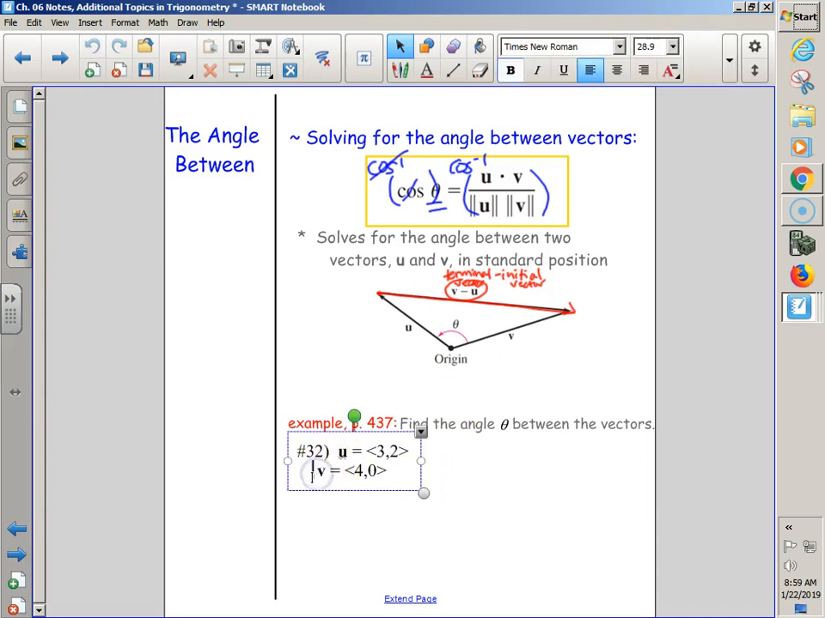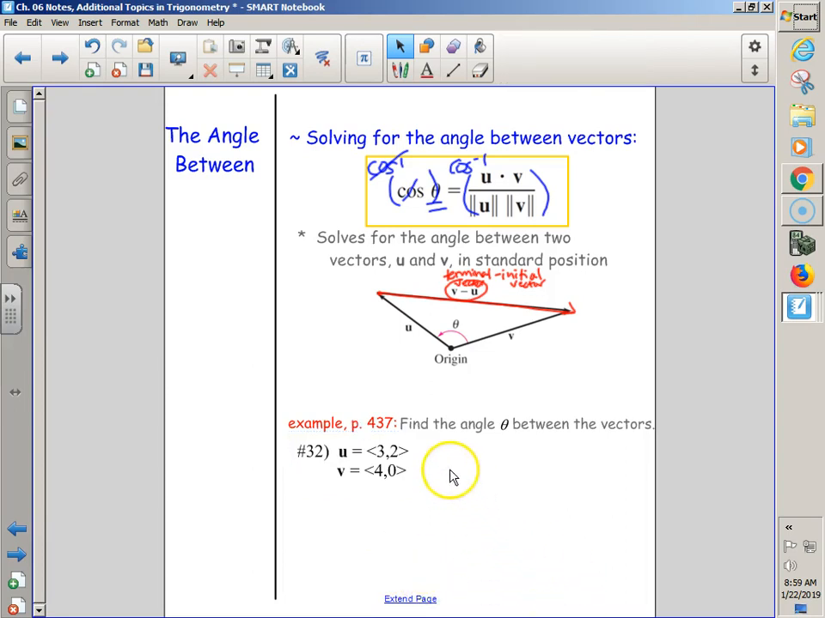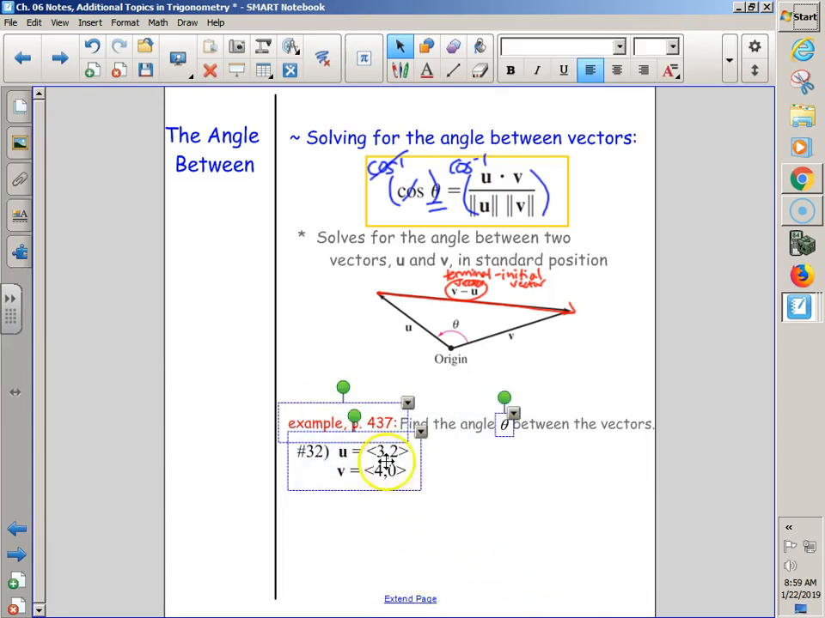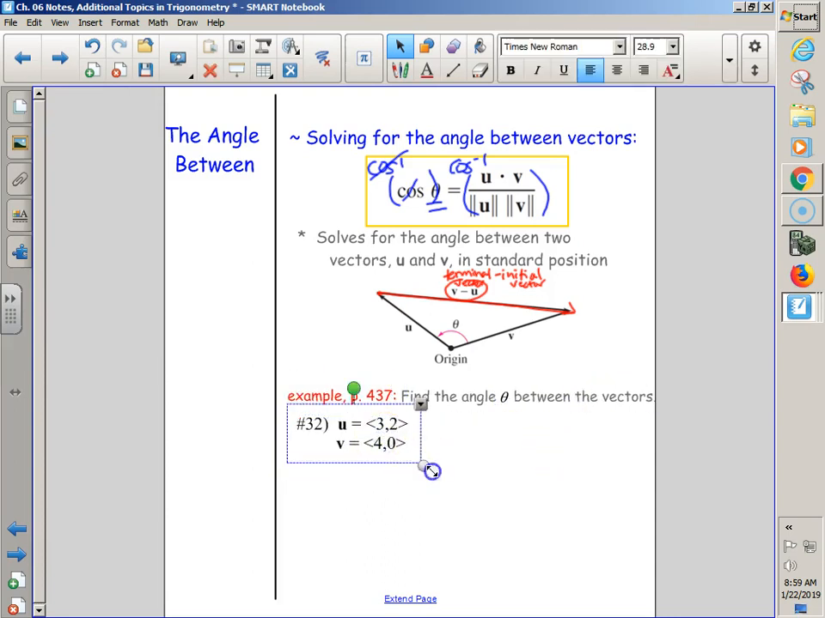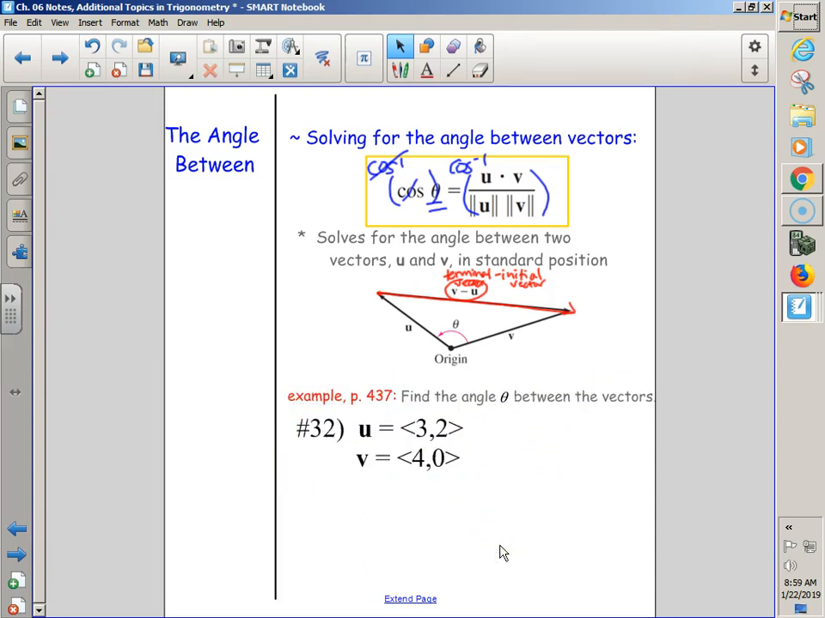But long story short, down here, number 32, you get two vectors, both in, what form is this called with the side carets? Good, component form. You have these two vectors in component form, and they say, find the angle between. All right, cool beans. Isn't there a formula for that? So let's go ahead and use it. Applying the formula, what do we got?